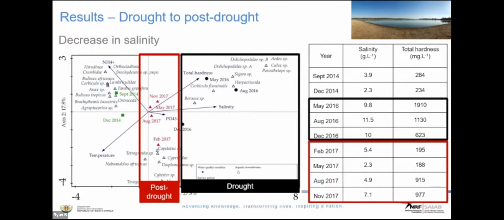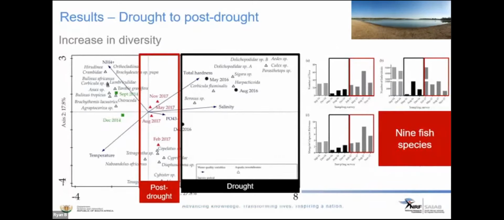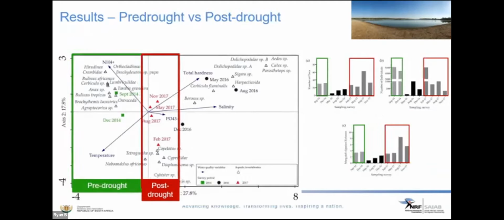From the drought to the post-drought, salinity decreased by about half to approximately 5 grams per litre. Concurrently, there was an increase in the number of aquatic invertebrates, with 77 taxa being found, thus surpassing even the pre-drought. At the same time, there was also an increase in fish species from 1 to 9 species of fish. If we compare the pre-drought and post-drought with one another, we see that the biodiversity and the salinity of the lake started to return to what it had been before the drought, thus showing some form of recovery.